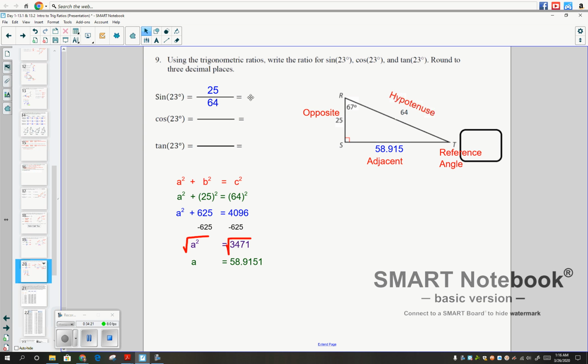Just type in 25 divided by 64. I get 0.391 as my decimal. Cosine of 23. Cosine's adjacent, which is 58.915, over the hypotenuse, which is 64. Type that into my calculator. 0.921. Tangent, TOA. It's opposite over adjacent. Which side's opposite? 25. What's the adjacent side? 58.915. Divide that into my calculator. 25 divided by 58.915. I get 0.424.